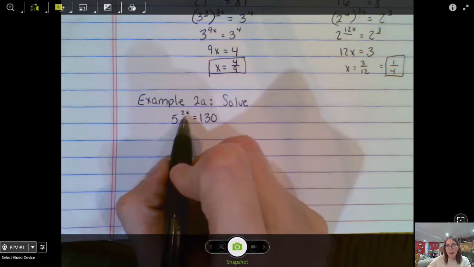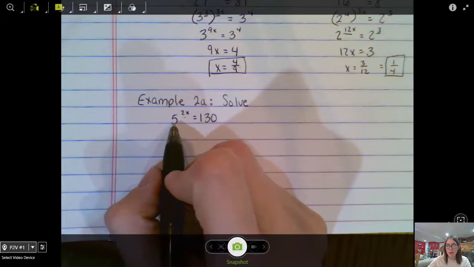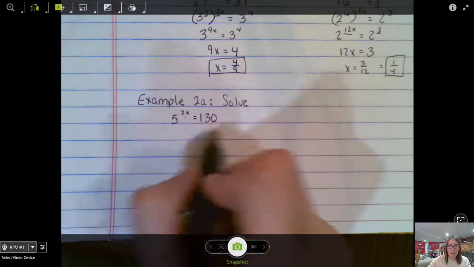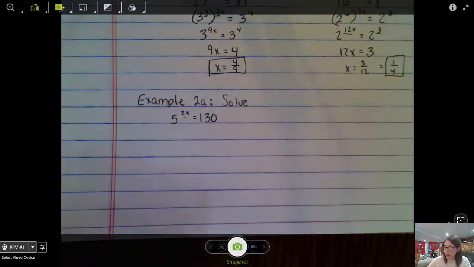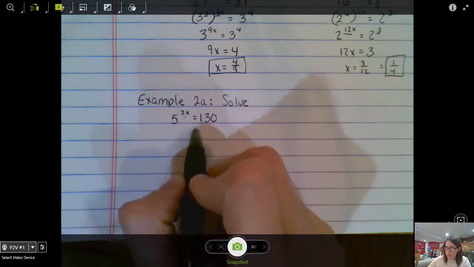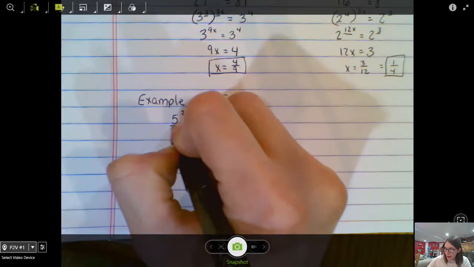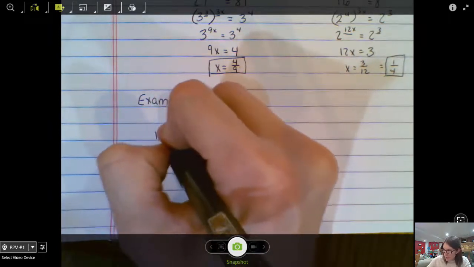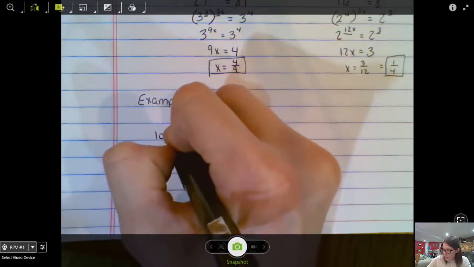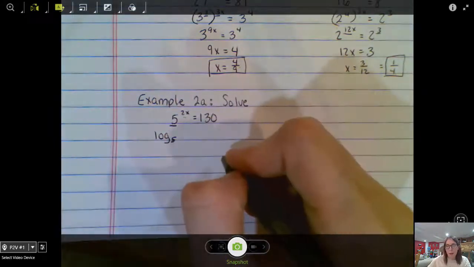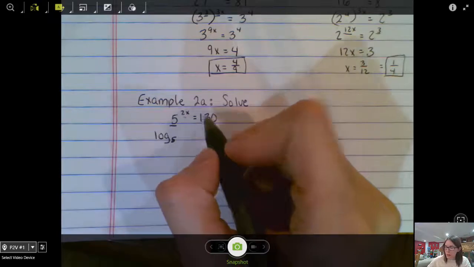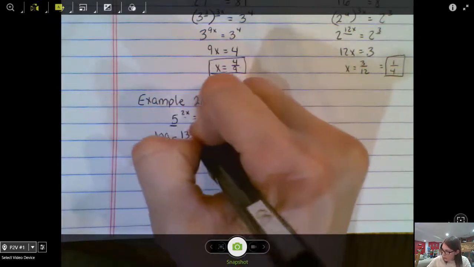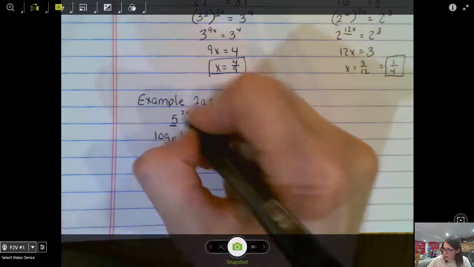If I need to get this variable out of my exponent, my first strategy includes writing this statement as a logarithm. We've done something pretty similar to this before. Let's just write this as a logarithm. The base for my exponent is 5, so that's the same as my base for my log here. So log base 5. Remember, we jump across the equal sign, of 130 equals 2x.